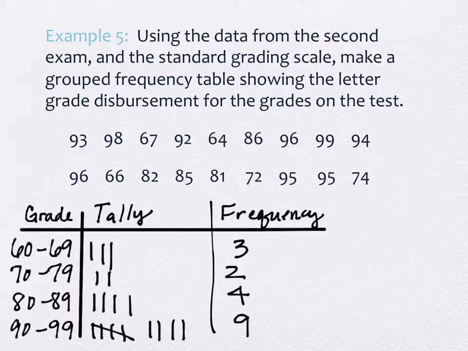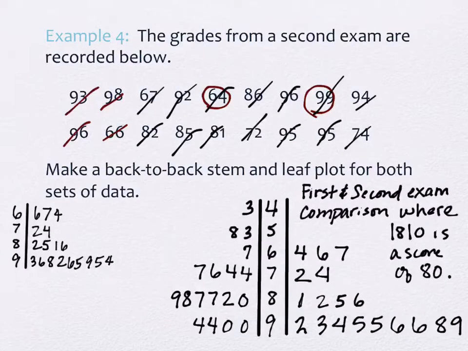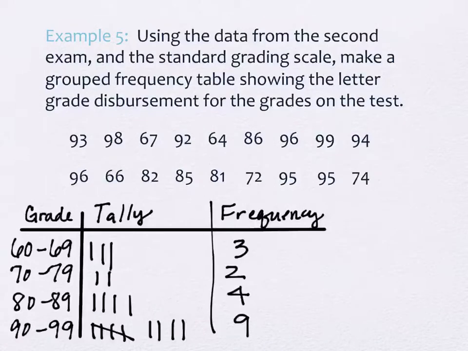So again, at a glance, I see, oh, look, there were 3 Ds. Oh, look, there were 9 As. I don't know if the As were high or low, right? I lost that. But I know there were 9 of them, and I can see that without counting. If I looked at it over here, I would have to count them out, right? So there's some things lost, some things gained by doing it in a grouped frequency.